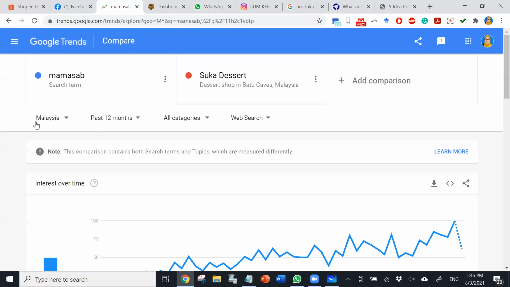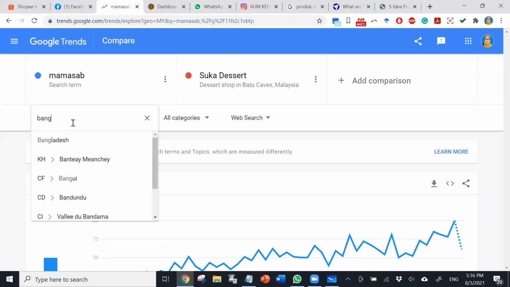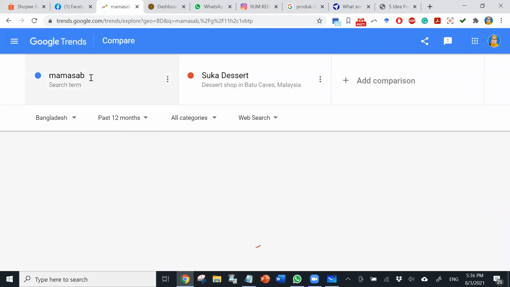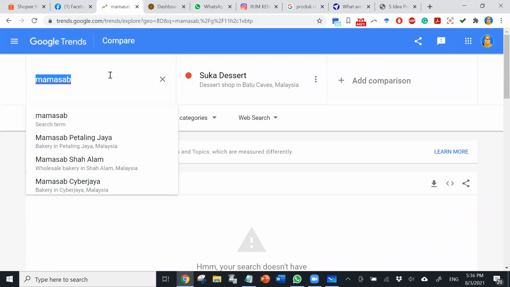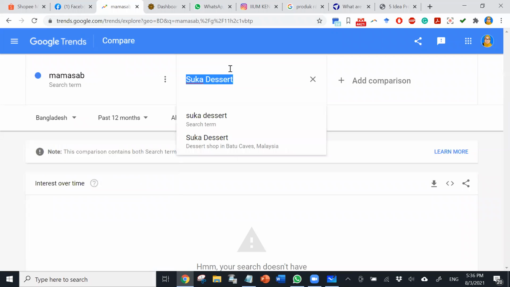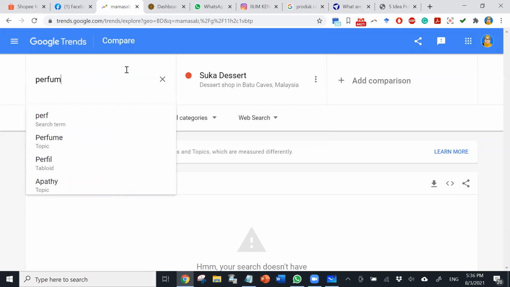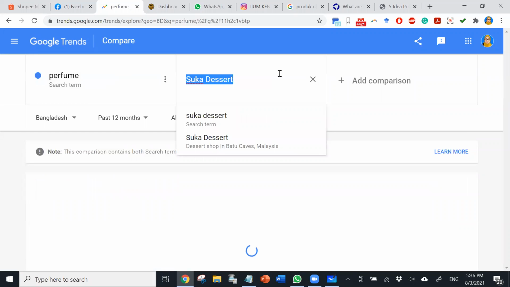But make sure you are choosing the right location. If you want to sell in Malaysia, you click on Malaysia. If you want to sell at your country, for example, last semester my student sold in Bangladesh. So you search again, perfume versus makeup. Okay.